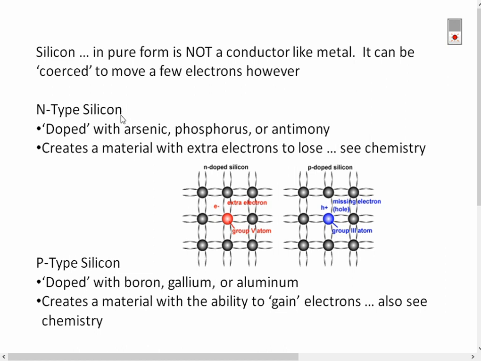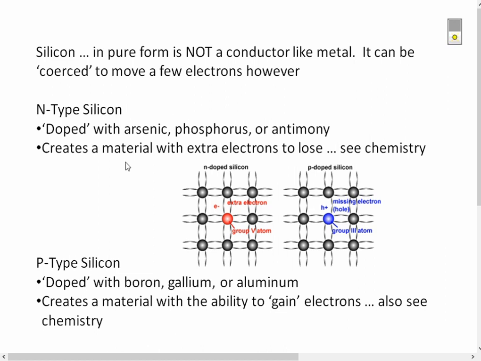Now, there are two kinds of doped silicon. There's one we call an N-type, and an N-type silicon is one that is doped with the materials arsenic, phosphorus, or antimony. So when I dope it with one of those three, then it becomes an N-type silicon. And essentially it becomes a material that has extra electrons to lose. So it can hand electrons off to another substance in a bond.